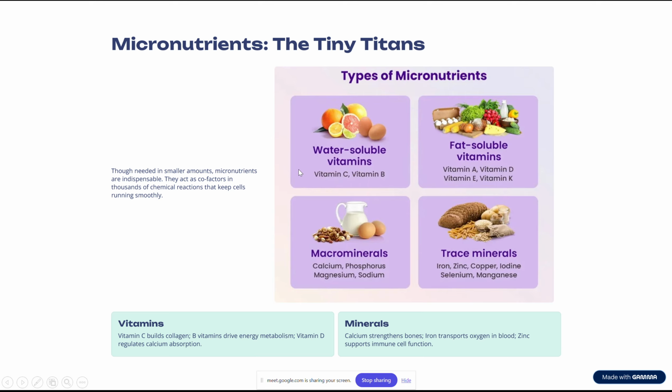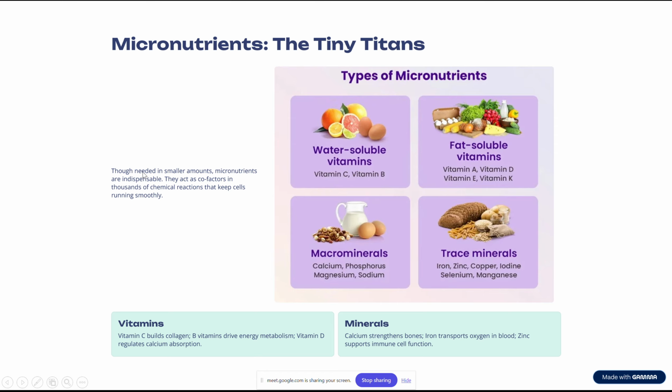So you have water soluble vitamins, divided into four on this slide. You have the water soluble vitamins, which are vitamin B's and vitamin C. The fat soluble vitamins are A, D, E, K, ADEK: vitamin A, vitamin D, vitamin E, and vitamin K. You have the macro minerals, which are also important: calcium, phosphorus, magnesium, sodium, and also you have trace minerals, in very very small quantity. Those are iron, zinc, copper, iodine, selenium, and you also have manganese there.